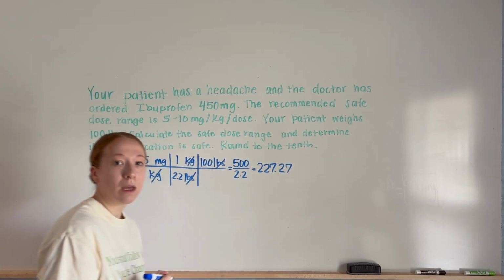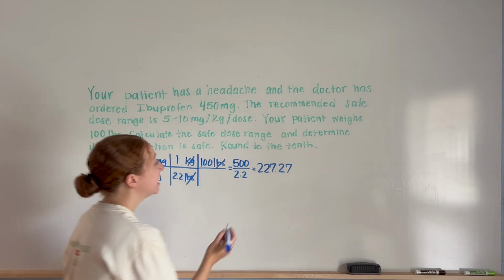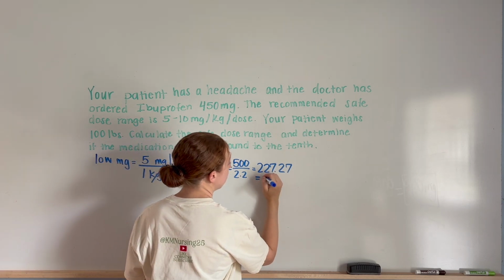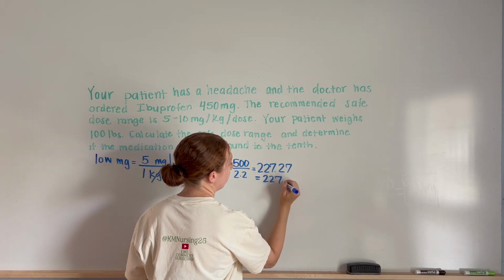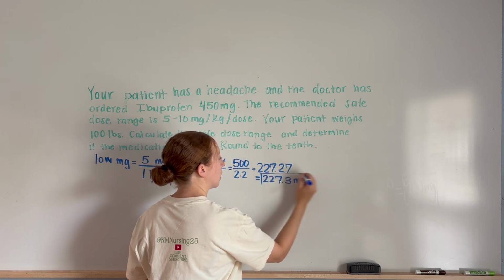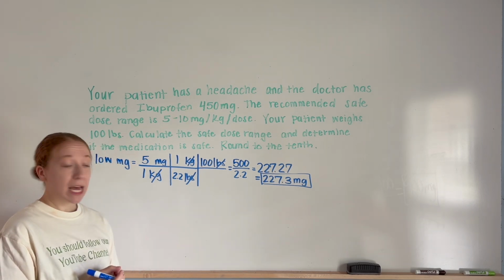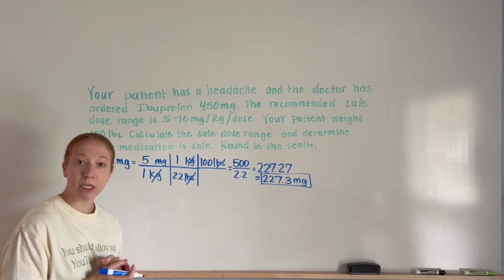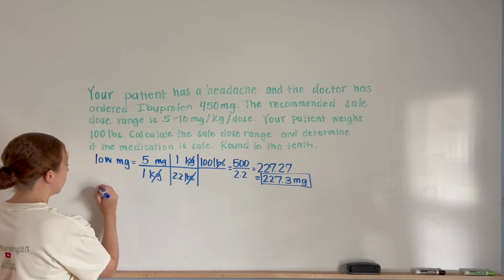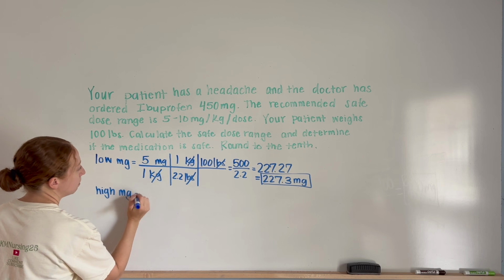227.27. Looking back at what I need to round to, it says to round to the 10th. So that gives me an answer of 227.3 milligrams. So that's my low milligrams. That is the smallest amount that my patient can receive. Now I'm going to do the same thing, but I'm calculating for the high milligrams.